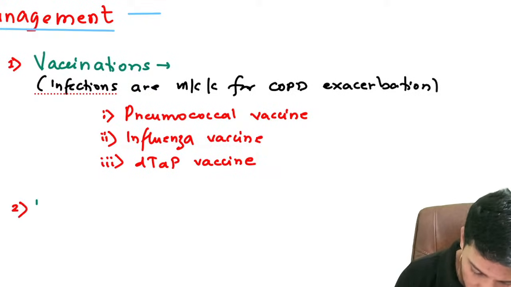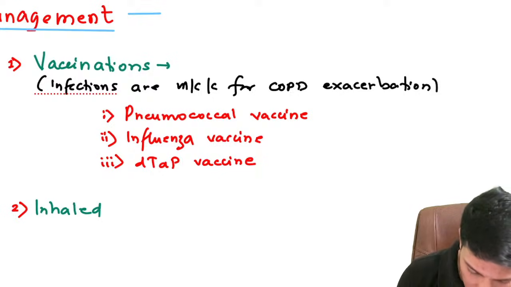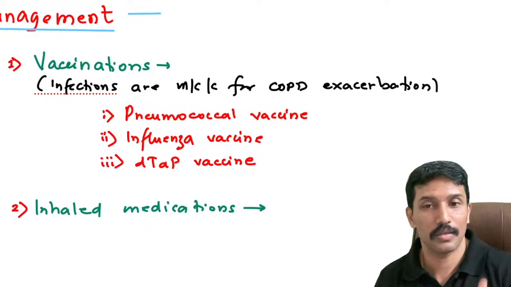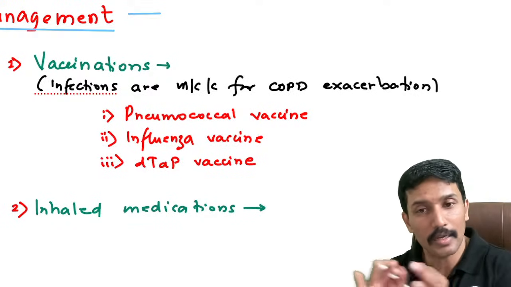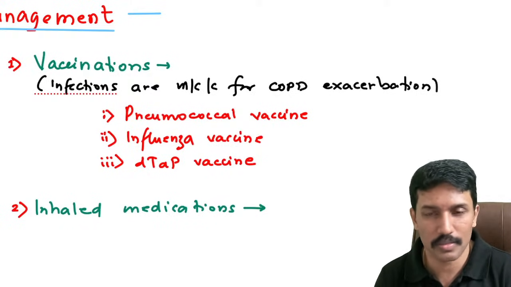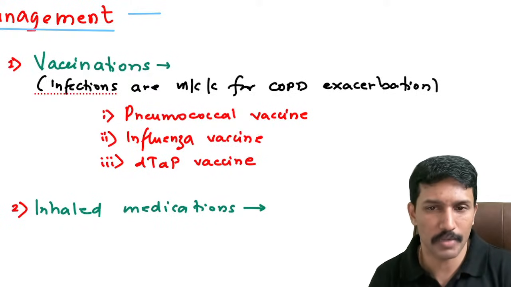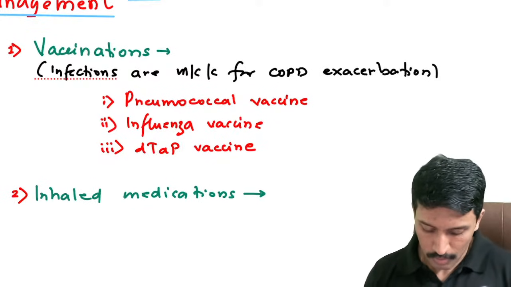Second, inhaled medication. So what are the inhaled medications that we would give for COPD patients to relieve their obstruction? The obstruction cannot be completely relieved because it is persistent. Whatever help we can do with inhaled medications, we can do.